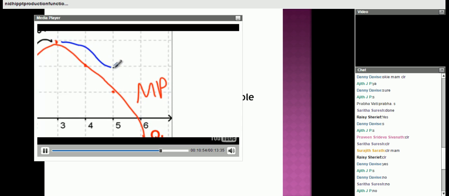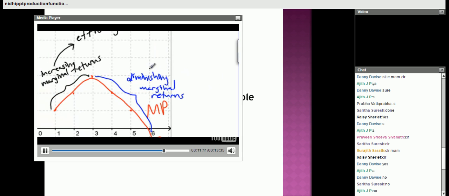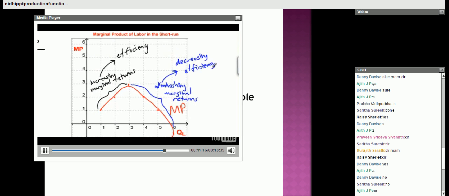However, beyond 3 workers, we began to see the marginal product of labor decline. This range of our marginal product curve is explained by the concept of diminishing marginal returns. Diminishing marginal returns occurs beyond 3 workers in our toy truck factory. The explanation for why diminishing marginal returns occurs is decreasing efficiency. Because the amount of capital available in our factory is fixed, additional workers beyond 3 only begin to get in the way of the more productive workers hired before them.